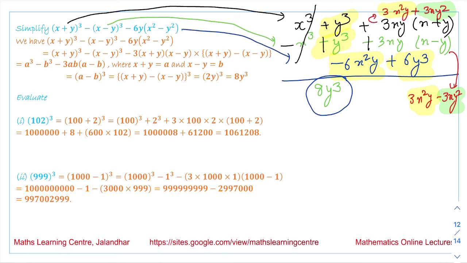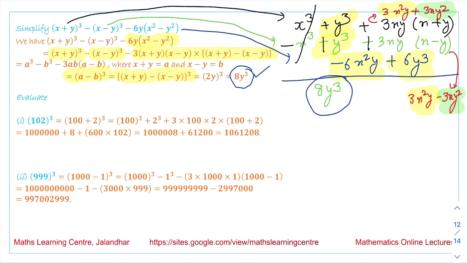The second thing you can do is, it is given in this answer that x plus y whole cube minus x minus y whole cube. Next, this term you can write as 3 into x plus y into x minus y into x plus y minus x minus y. So we are directly using the formula for a minus b whole cube, and when you apply this formula you will get the answer 8y cube. So you can use any one of these two approaches to solve this question.